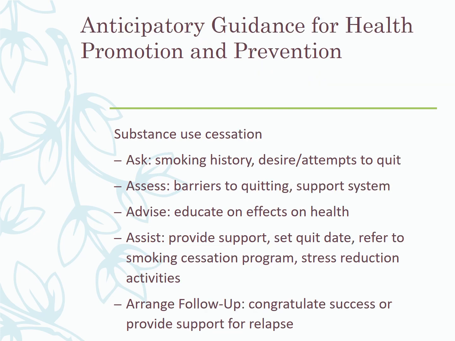All right, so health promotion and prevention. We've talked about everything that they're at risk for. Now let's talk about the things that they're actually doing and what we can do to help them to stop. We want them to stop substance abuse. We want to ask them about their smoking history. We want to ask them about their desire or attempts to quit, assess their barriers to quitting and their support system, and advise them.